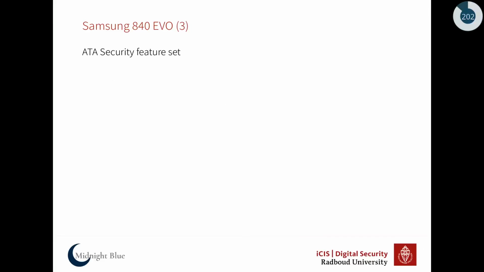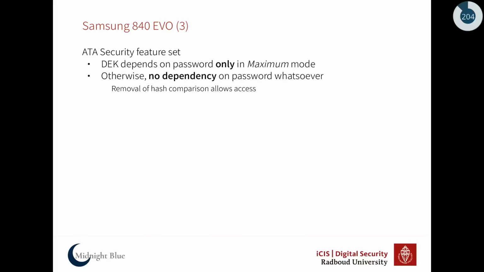On the ATA security feature set, though, the DEK only depends on the password in max mode. So if you use high mode, there's no cryptographic binding. The password and the key are not related at all. So you can just remove the password check and do whatever you want.